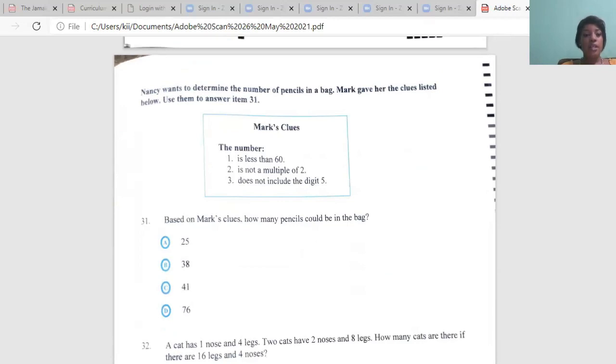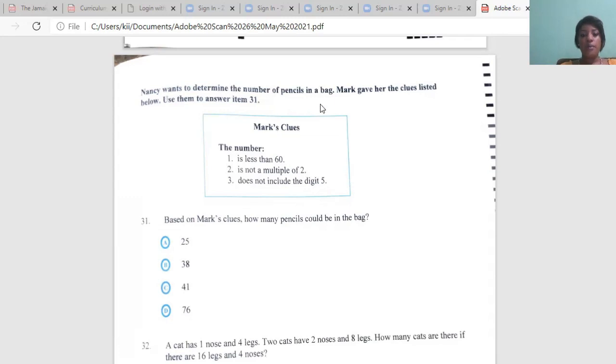Nancy, moving on to the next question. Nancy wants to determine the number of pencils in a bag. Mark gave her the clues listed below. Use them to answer item 31. The number is less than 60. Is not a multiple of 2 and does not include the digit 5. Based on the clues, how many pencils could be in the bag?